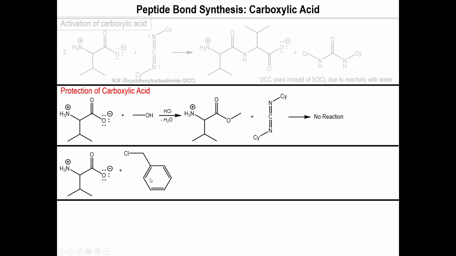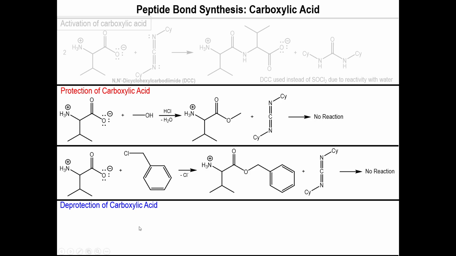Another way to go about it would be to react this with an alkyl halide, a good SN2 substrate, to basically take a carboxylate, react it with this, and turn that into an ester as well, which will not react with DCC. So those are two potential reagents you could use to block and protect your carboxylic acid group.